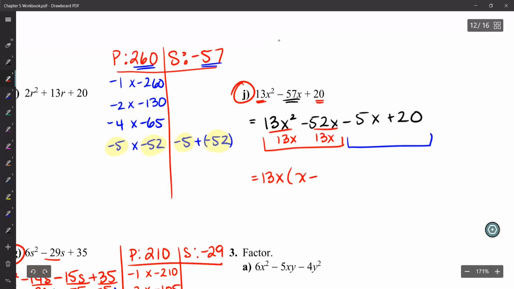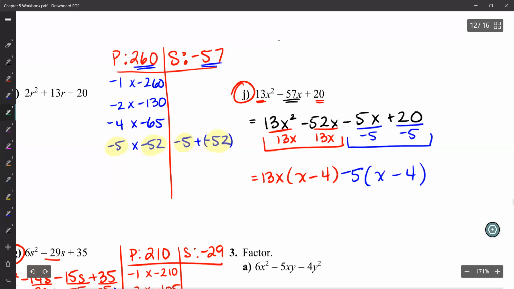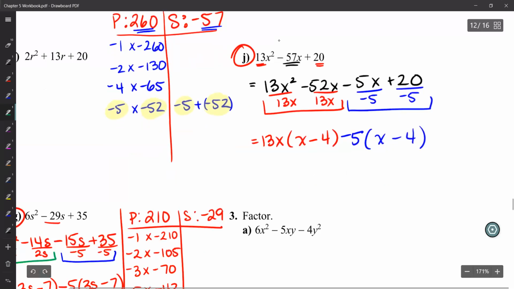I'll be left with x minus 4. And then in the second set, because my first term is negative, I will remove a -5. And I'll be left with x minus 4. And again, I know I've done it right if these two brackets are the same. If they're not, you got to go back, check your numbers, and check your common factoring. So what's left? We'll have x minus 4, 13x minus 5.